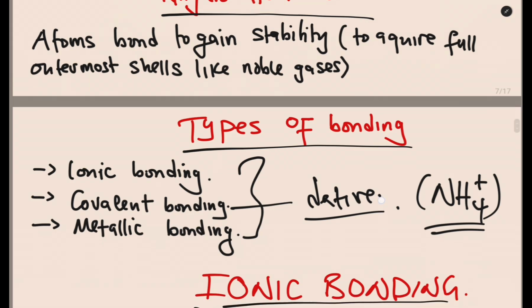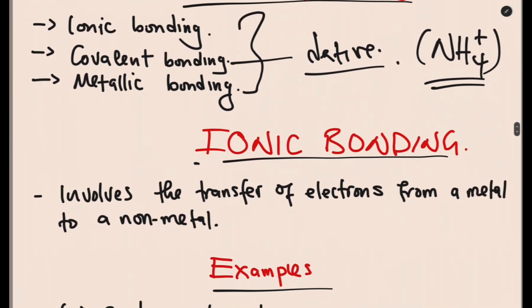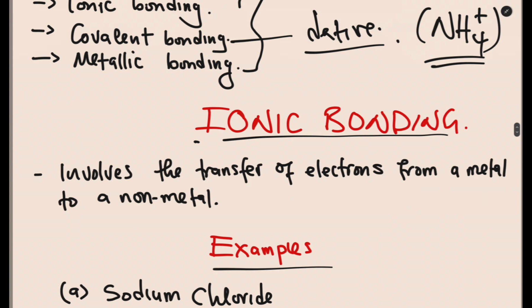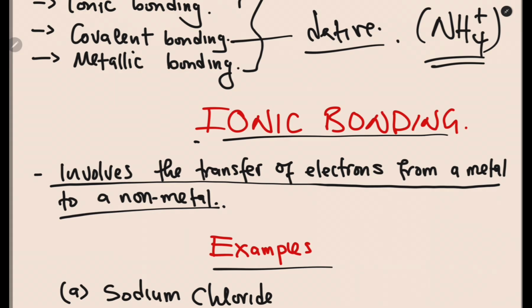All right, let us start with ionic bonding. The simple thing that you need to know about this one is that it involves the transfer of electrons from a metal to a non-metal.